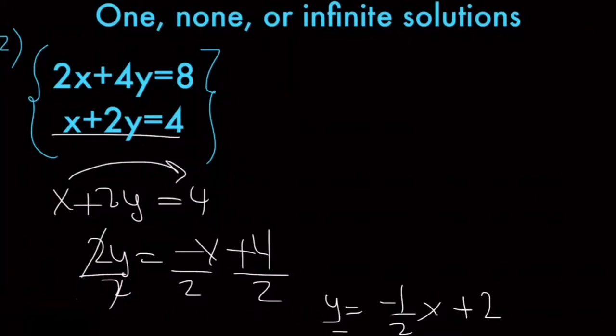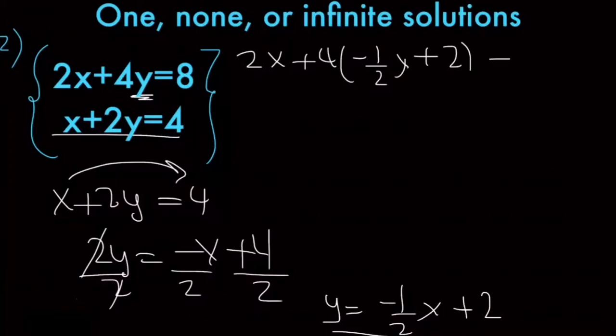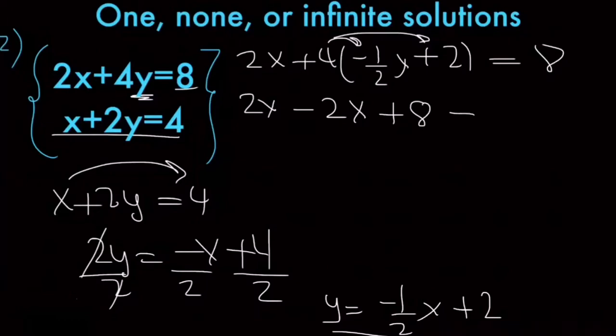Now we can substitute this into y over here. So 2x plus 4, y was negative 1 over 2x plus 2, and then equals 8 from the original equation. Now that we have this, we can distribute and simplify. So 2x, now 4 inside this, will be negative 4 divided by 2, that's negative 2, and there's the x. And 4 multiplied by 2, that's positive 8, equals 8.